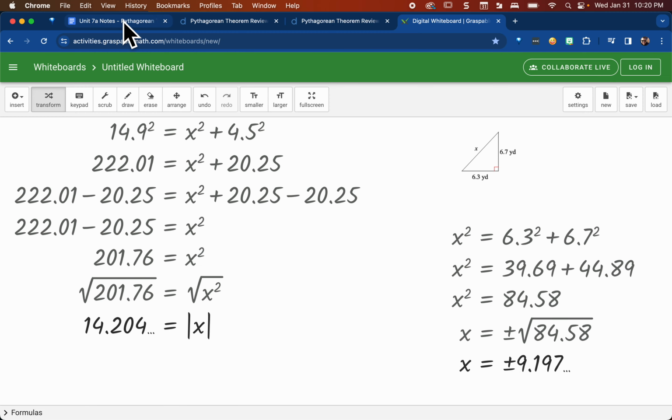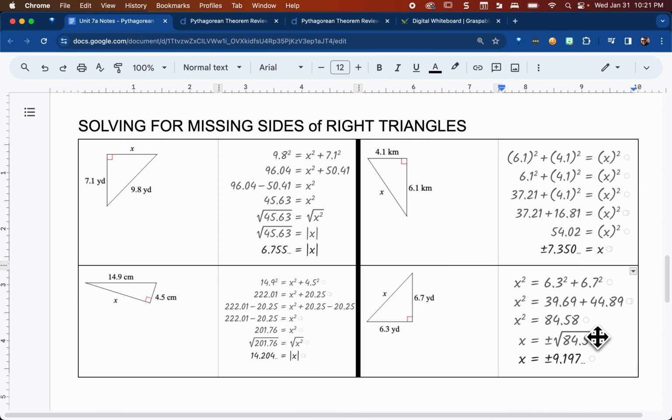So we'll screen capture that, put it into our notes, and then we're done. There's the notes all filled out.